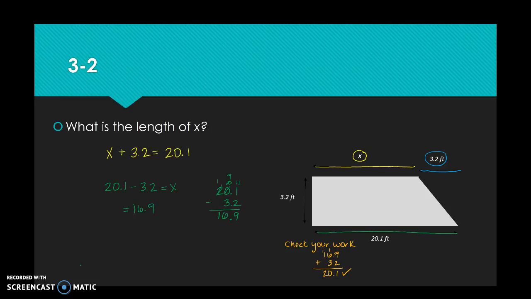Okay guys, so hopefully you lined your decimals up properly. The toughest part of this problem was the borrowing, so make sure you don't forget that you borrowed, and I got 16.9. Also, you want to take it a step further and go ahead and check your work. So I know that x, which I got was 16.9, plus 3.2 should equal 20.1, and it does.